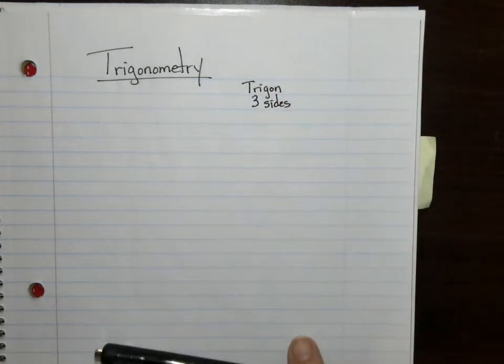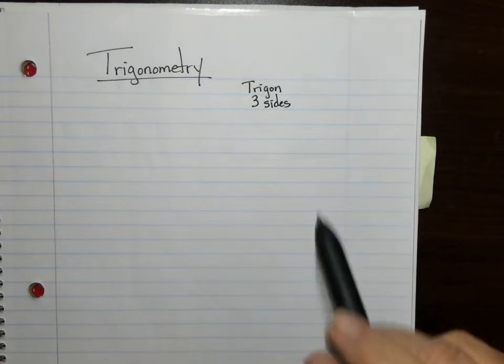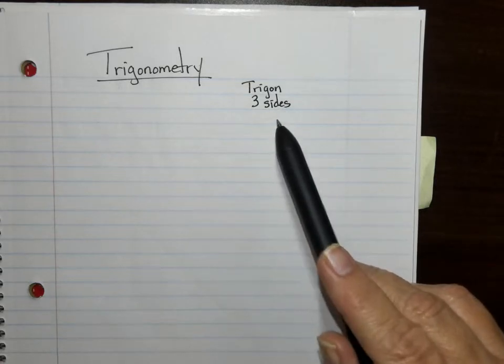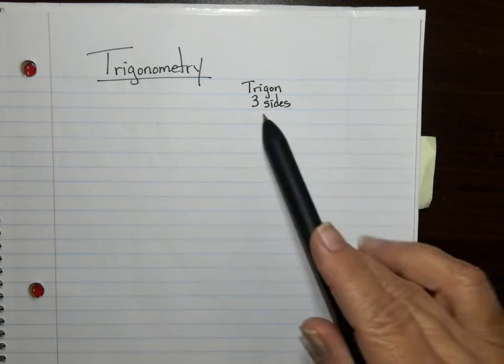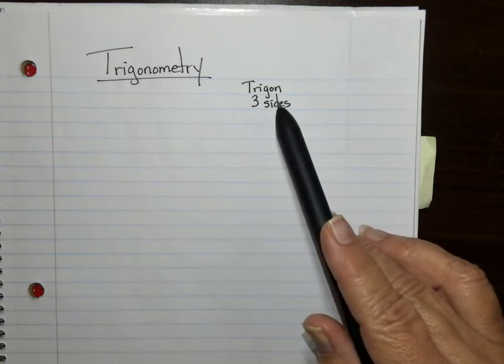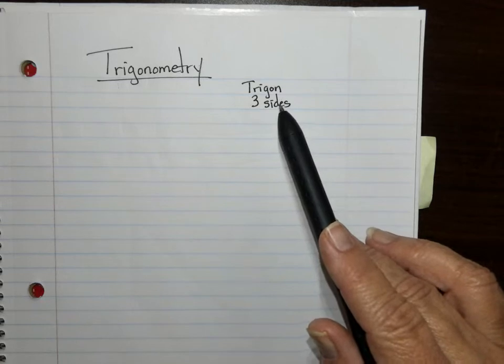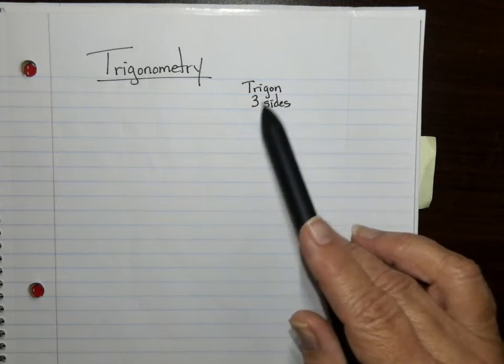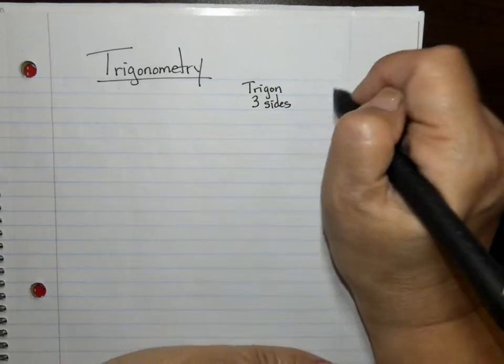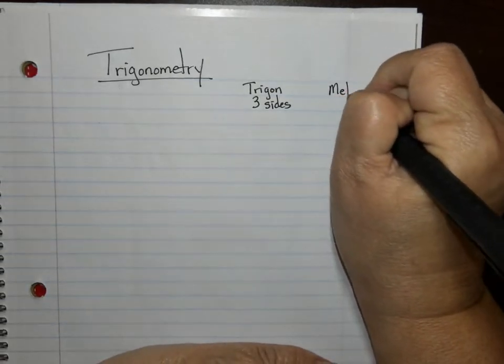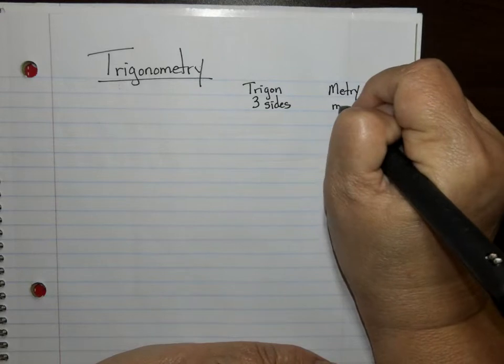And so I honestly don't know why we stopped, like we have octagon and pentagon and hexagon. I don't know why we didn't just stick with trigon. I don't know why we switched over to triangle, honestly. But a trigon just has three sides, so we're talking about triangles. And then anytime a word ends with metry, it means to measure.